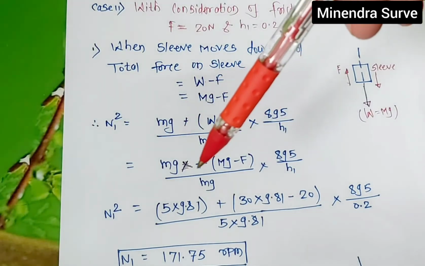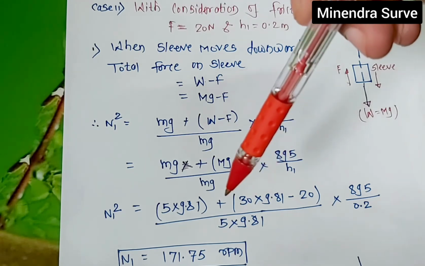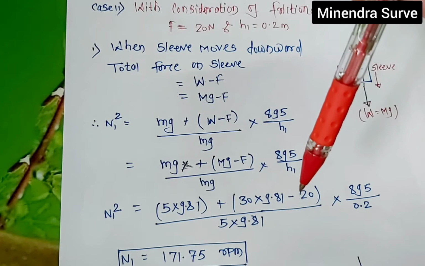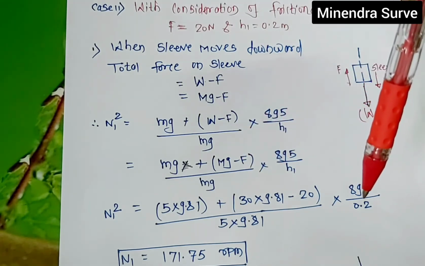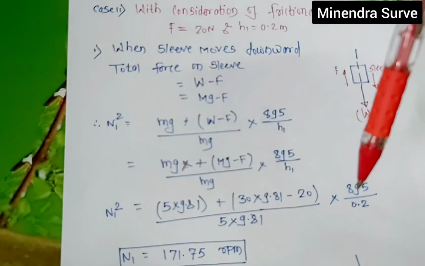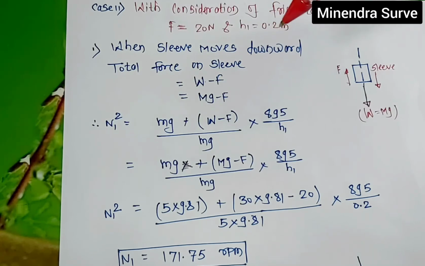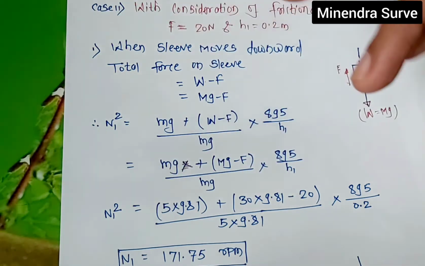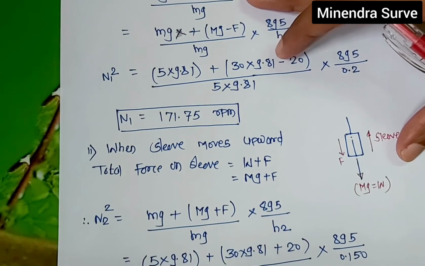So N1 square is equal to (5 into 9.81 plus 30 into 9.81 minus F) into 895 divided by 0.2. Why minus F is there? 20 Newton is given. We are using 0.2 here because we have calculated the h1 value as 0.2 meter. After simplification, putting all the data, you will get N1 equal to something like 171 rpm.